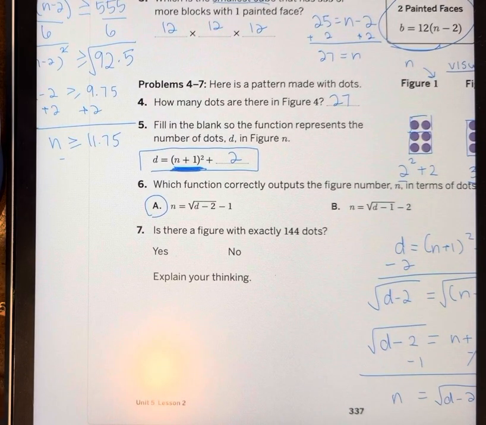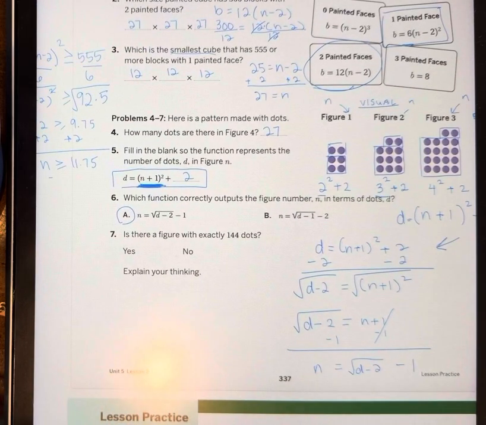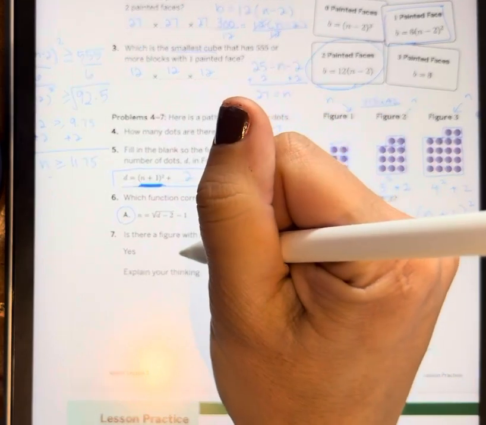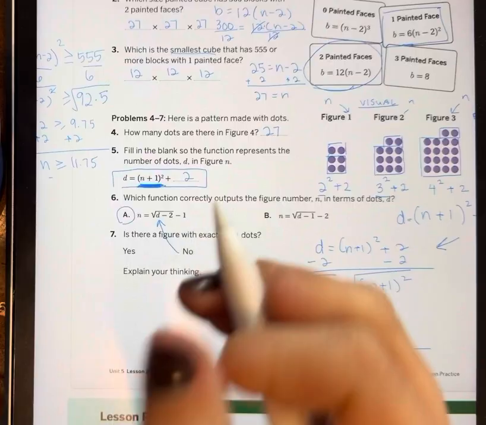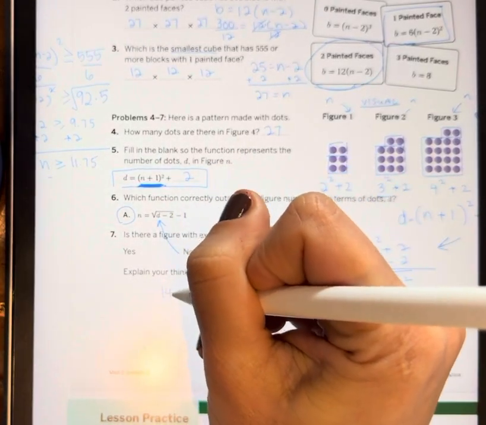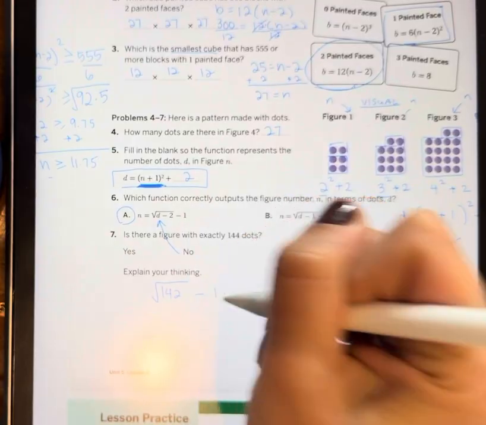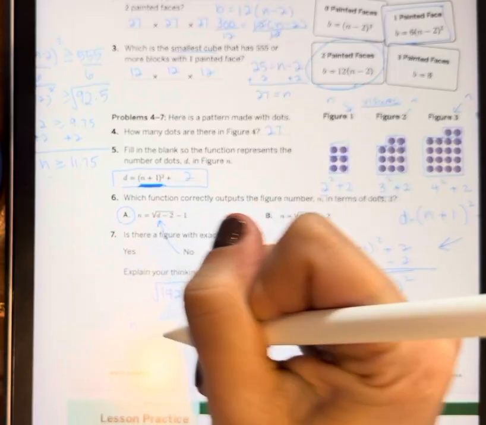Is there a figure with exactly 144 dots? Good question. Let's see. If I put 144 in for the d for the dots right there into the equation that we know is correct, the first thing I'm going to do is go 144 minus 2 and get 142 in a radical, which isn't a perfect square. So this is going to come out to be a decimal. And then I'm going to subtract 1. And what I'll get is basically an n value that's a decimal.